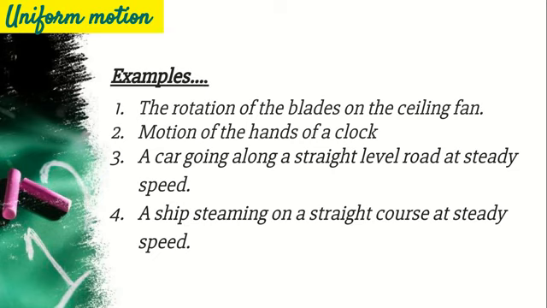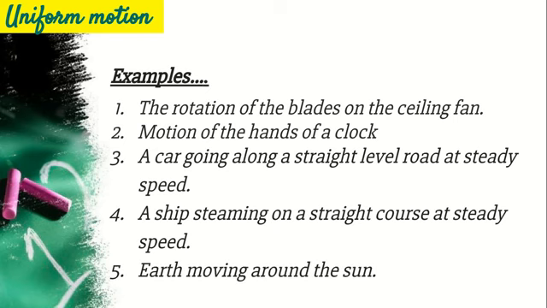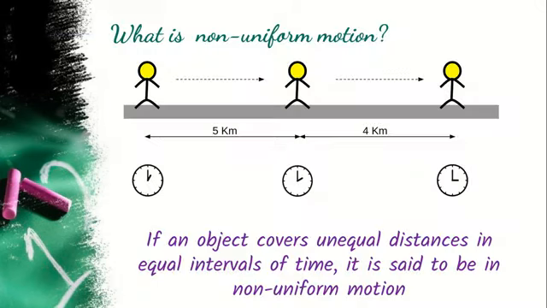You need to remember that they are mentioning here steady speed. That means the same speed throughout. If it is not mentioned, it means it may or may not go at a steady speed. So unless and until you say it is a steady speed, it is in non-uniform motion. Another example is the earth moving around the sun.